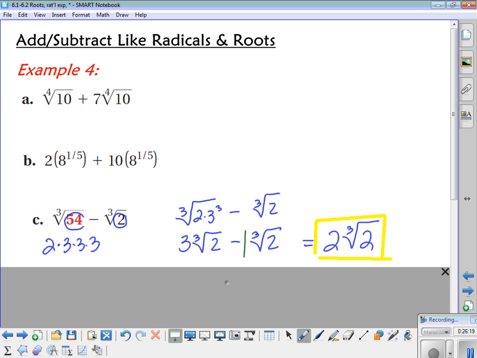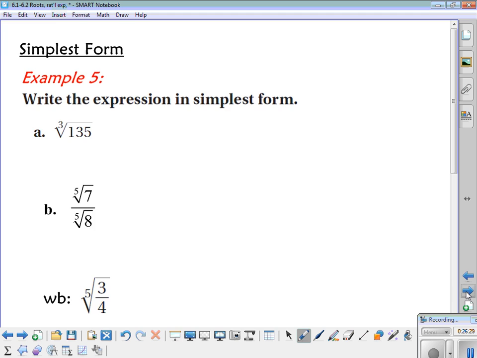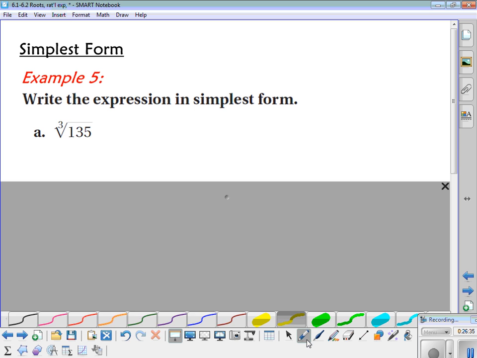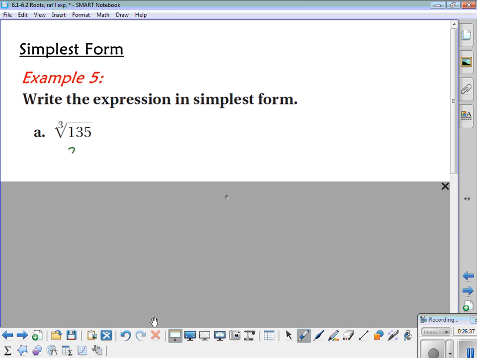And I think that's most of what you guys need to know. If they want it in simplest form, you do need to look to see if anything divides into it. So in this case, it breaks down to 3 times 3 times 3 times 5. And so when you take the cube root, you just have 3 times the cube root of 5 after you simplify it.